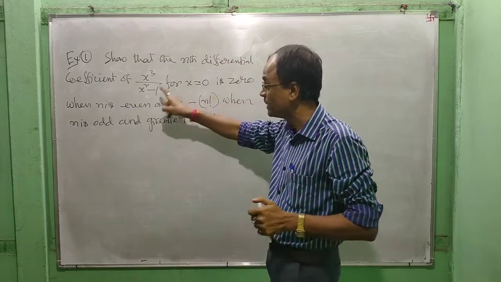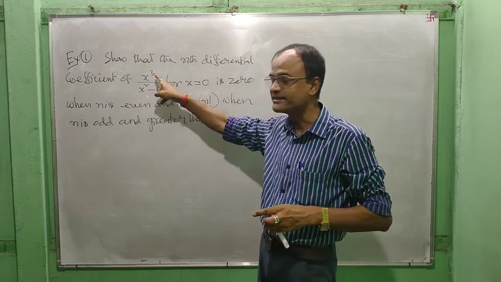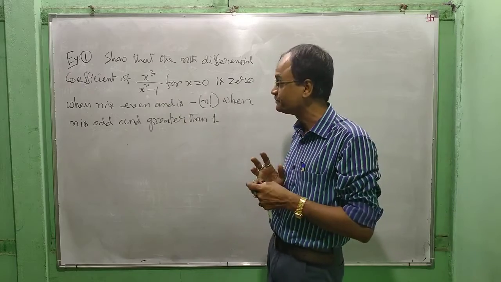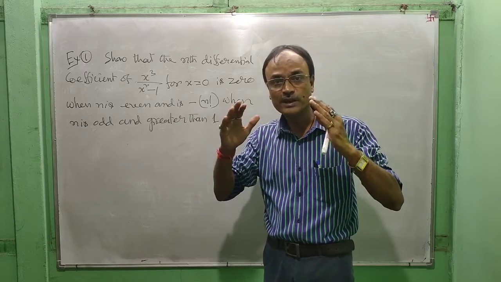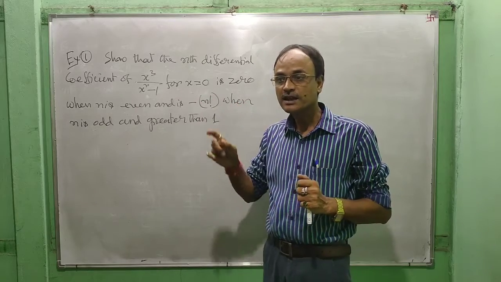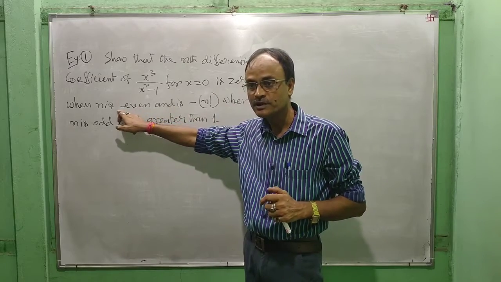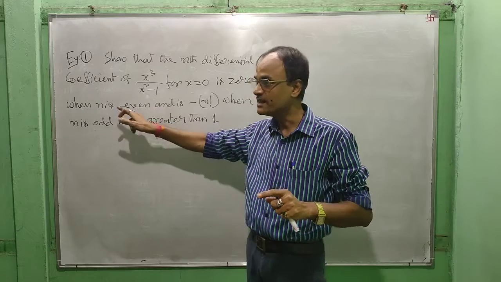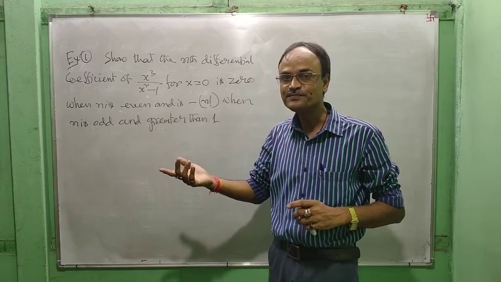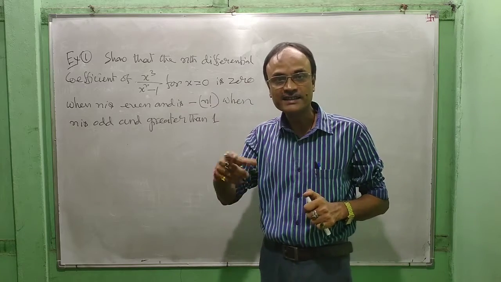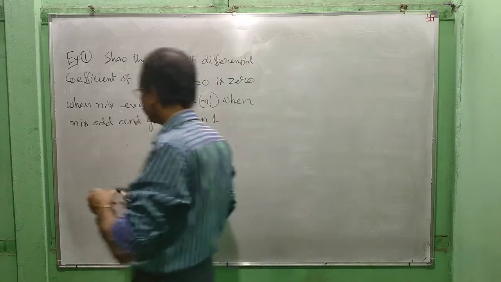You see, we have to find the nth differentiation of this. First, we have to find the nth differentiation of x cube divided by x square minus 1. Then, for x is equal to 0, what will be the value of the nth differentiation? Next, we check two conditions. When n is even, then the nth differentiation for x is equal to 0 will be equal to 0. And when n is odd, then it is minus factorial n. Let us try to solve this problem.